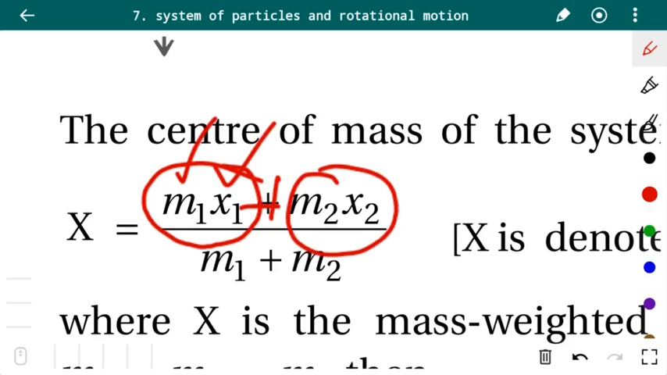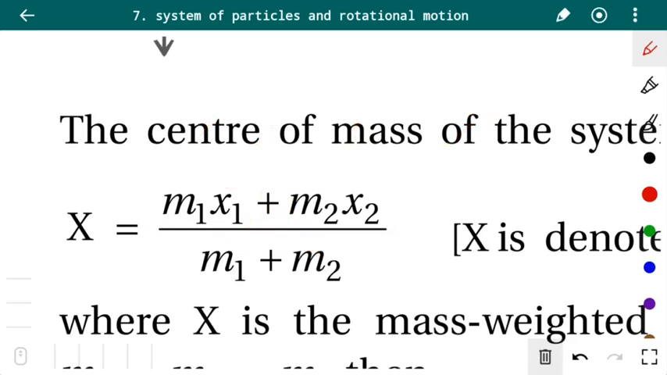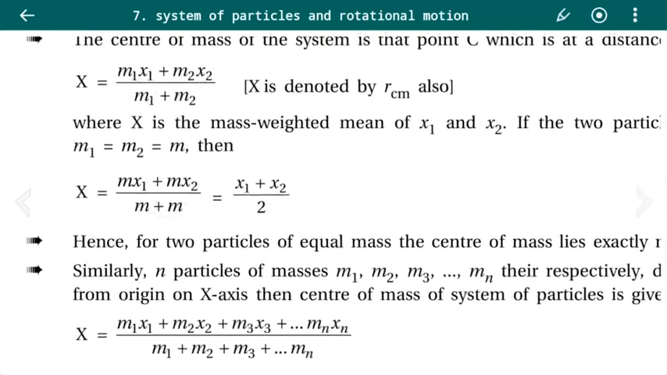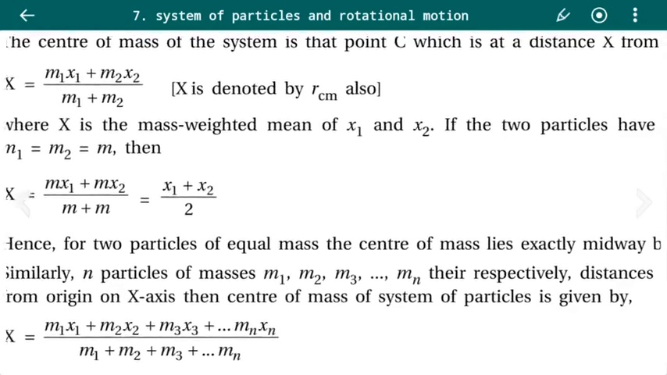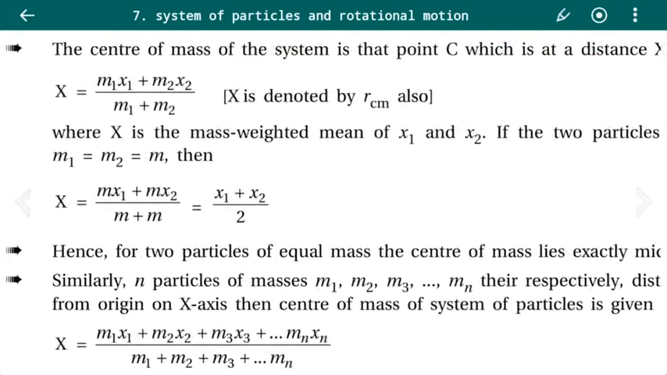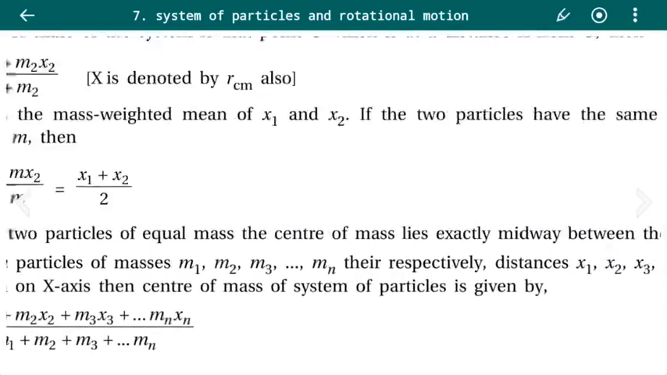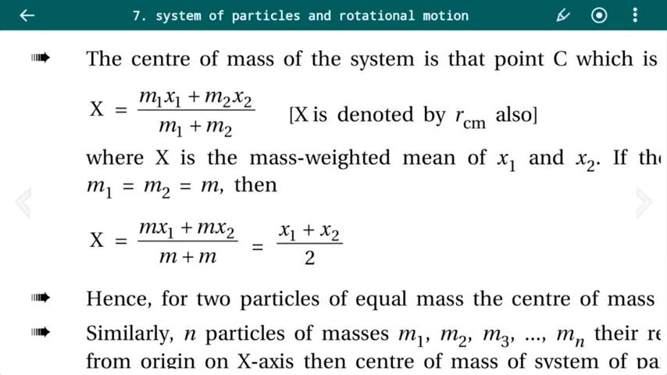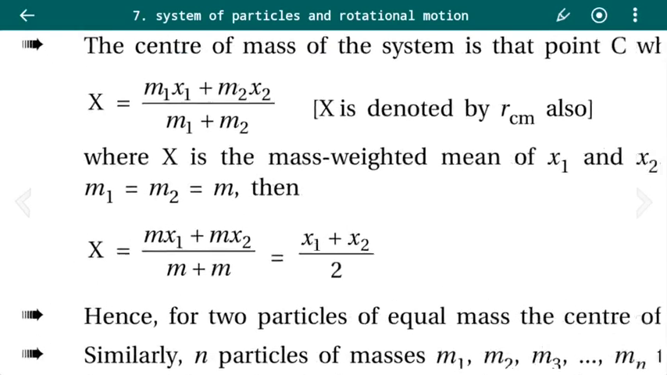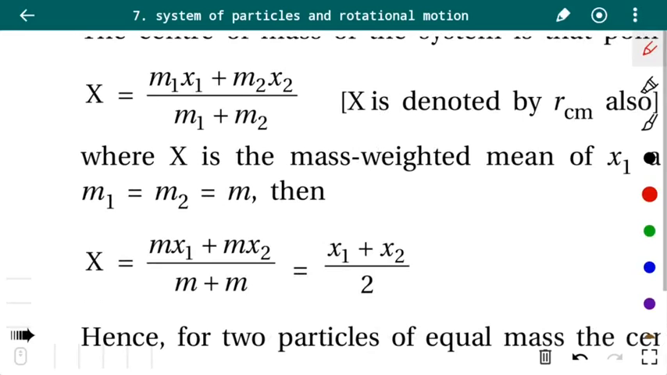If the two particles have the same mass, then the above formula can be rewritten as, in that we can take m1 equals m2 equals m. Then x equals mx1 plus mx2 upon m plus m. So taking m common in the denominator, we get m into x1 plus x2 upon 2m. So m gets cancelled and we will be having x1 plus x2 by 2.